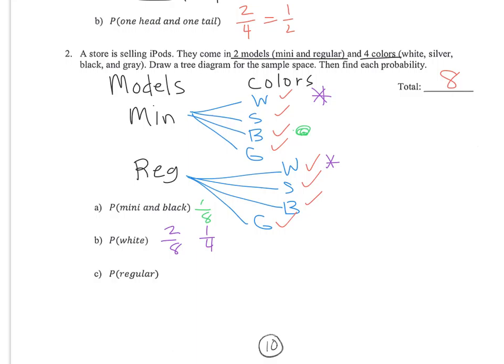And then what's the probability of it being regular? How many are regular? The ones that are regular are 1, 2, 3, 4. So it's 4 out of 8, which is 1/2. Those are regular.